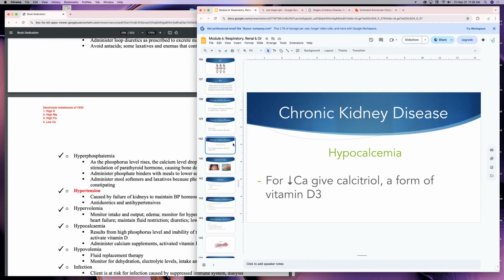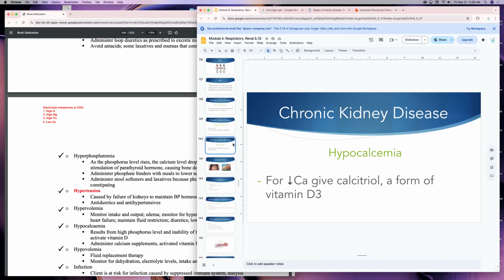High magnesium. So they need to avoid medications that have magnesium in them, like milk of magnesia and magnesium citrate, okay? And keep in mind, if we give them loop diuretics, it will help drop that magnesium level. High phosphorus, so we're going to give them sevelamer, Renvela, okay? And because the phosphorus is high, the calcium is going to drop.